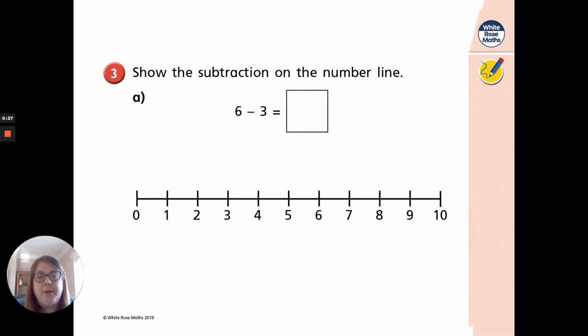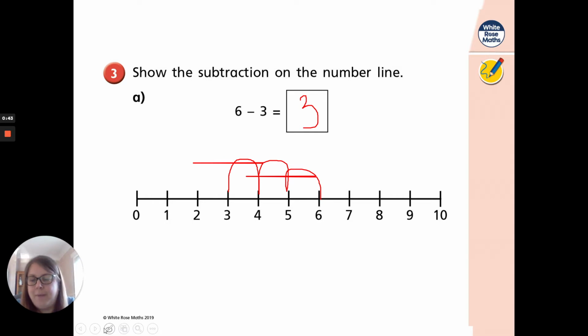6 take away 3. So I'm going to start at 6 and I'm going to jump 3 along. Are we ready? 1, 2, 3. So the answer is 3. Well done if you got that one right. I'm not quite sure what's happened with my jumps there, but it still took me to 3. Fantastic if you managed to get that one. Let's have a look at another one.